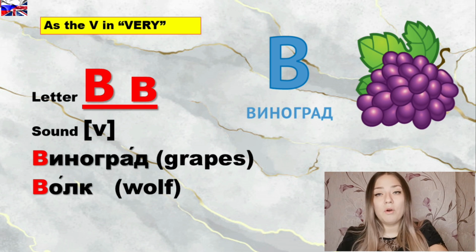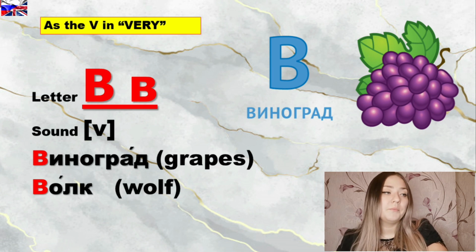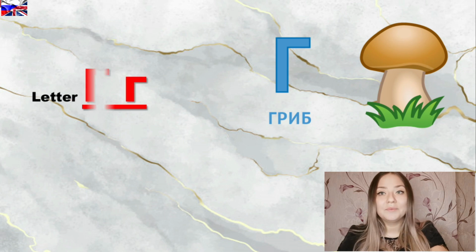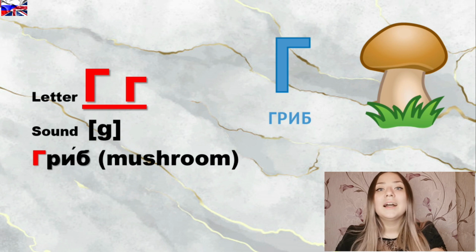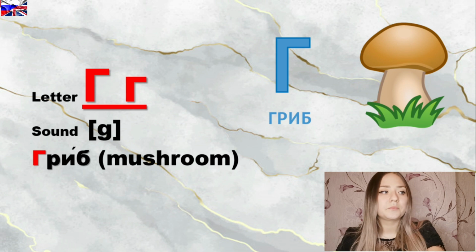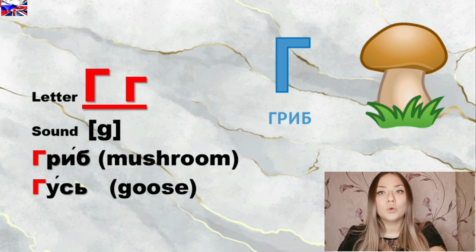And for example, the name of Mr. Putin is Vladimir Putin. So V. Okay, the next letter is letter G, sound G. For example, mushroom: гриб. Or goose: гусь.